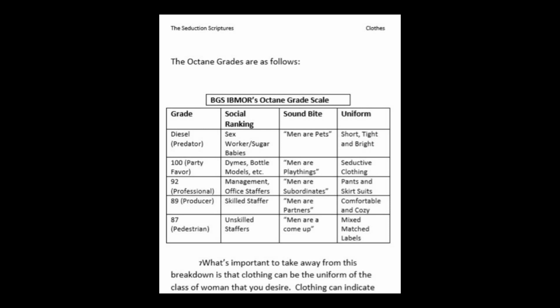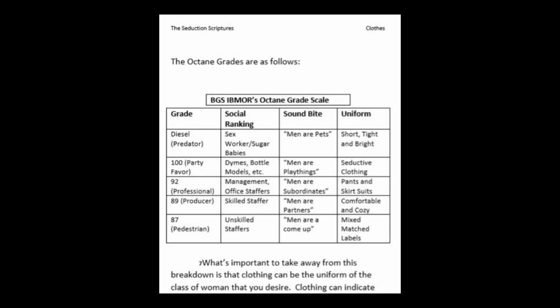But for today, I want to drive home the importance of understanding where a woman places on the Octane Scale. And basically, just to give a brief description of what BGS's Octane Scale is, I'll read the page that describes it in my book, The Seduction Scriptures. This is from the glossary, page 160, under Octane Scale. It says, a system of categorizing the social status of members of a society.